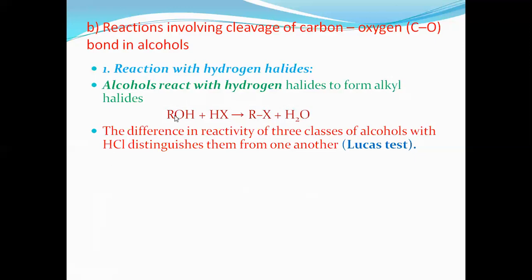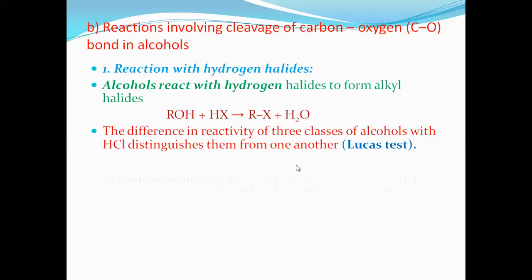Breaking of what? R, ROH here. CO bond breaking is what's important. The RO bond breaks, and hydrogen from here removes water, and RX is formed. This is mainly used to differentiate primary, secondary, and tertiary alcohol. That is done by Lucas test. Remember, it's a very, very important reaction for examination point.